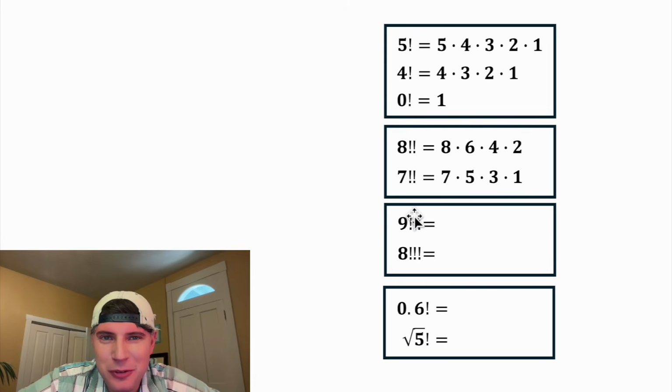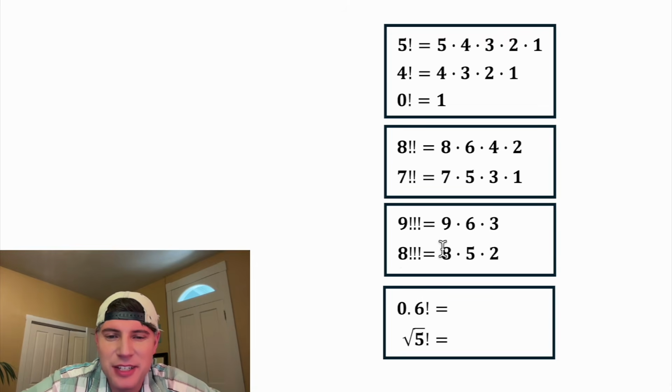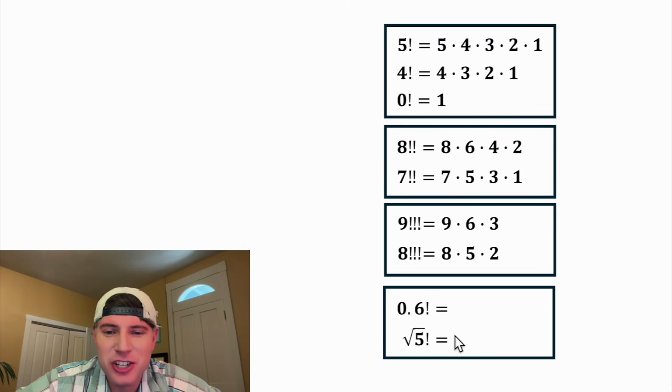So now for triple factorials, 9 triple factorial would be 9 times 6 times 3. You're going to go down by 3 each time. And 8 triple factorial is 8 times 5 times 2. For triple factorials, you stop when you get to 3, 2, or 1. And for non-integer factorials, this is a little trickier to explain, but we got this.